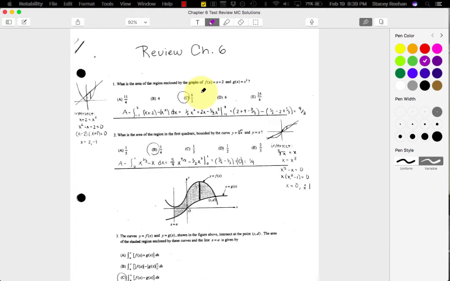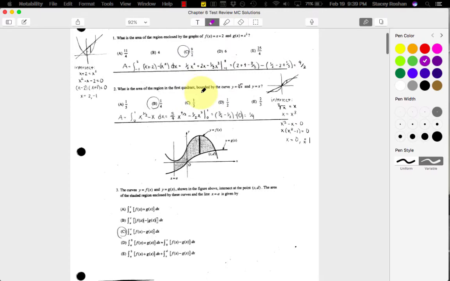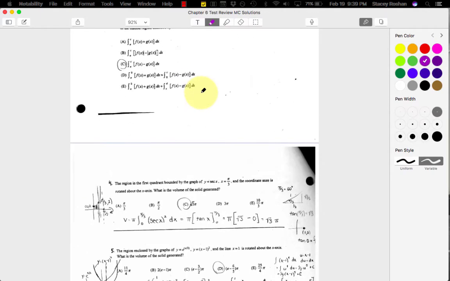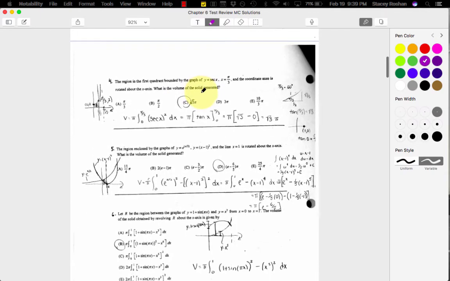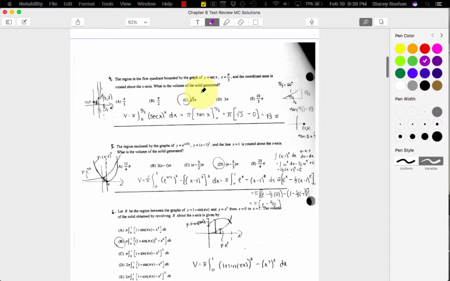Wanted to go over some problems that we initially skimmed over in our Chapter 6 test review to make sure that you understand them. So the first one that I wanted to do over again was this number 4 right here. So it said that we have this region bounded by y equals secant x equals x over 3. So I think the hardest part of this problem is just remembering all your trig stuff.